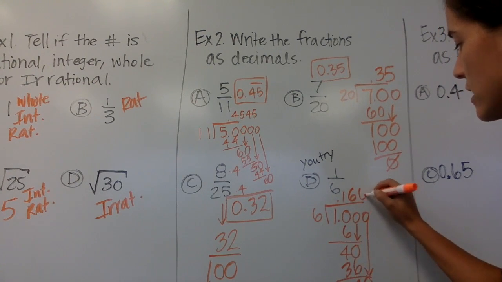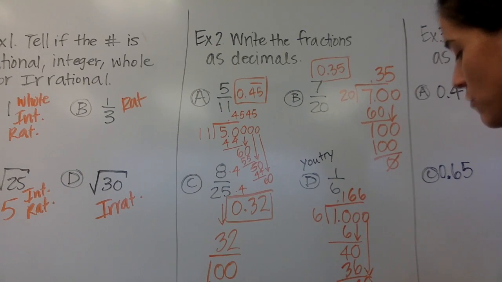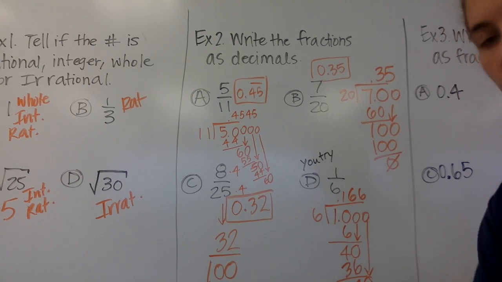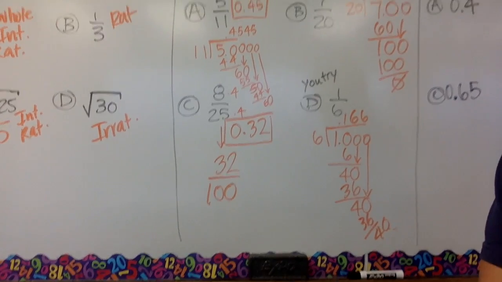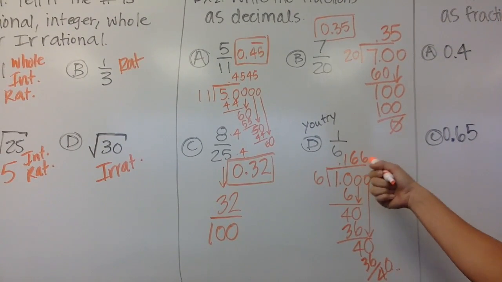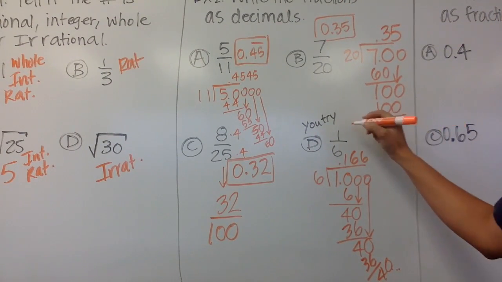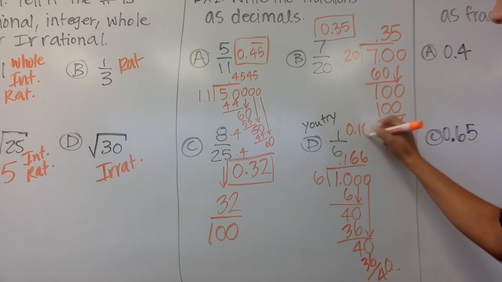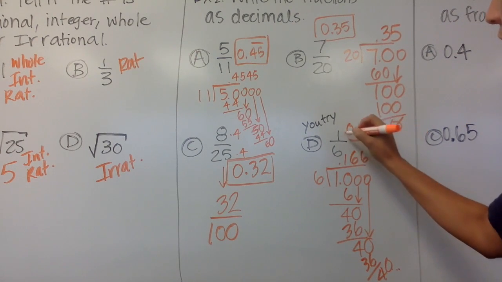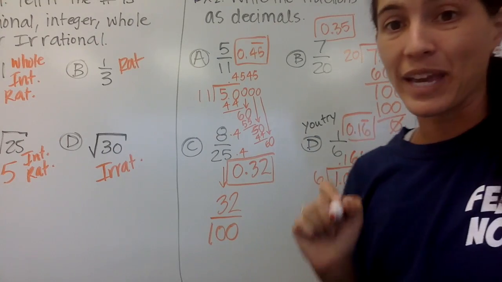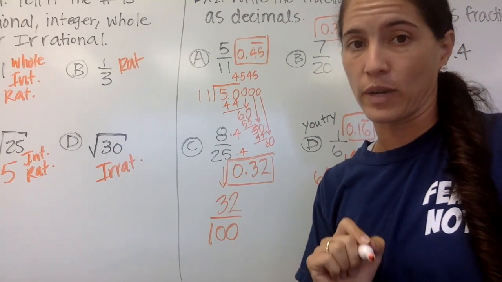6 will go into 40 6 times and 36. And I'm left with 4. And I don't know if you can see that, but it's going to keep going. And the only number that's repeating is the 6. So your answer would be 0.16, and the bar is going to go over the 6 because the 6 is the number that repeats.